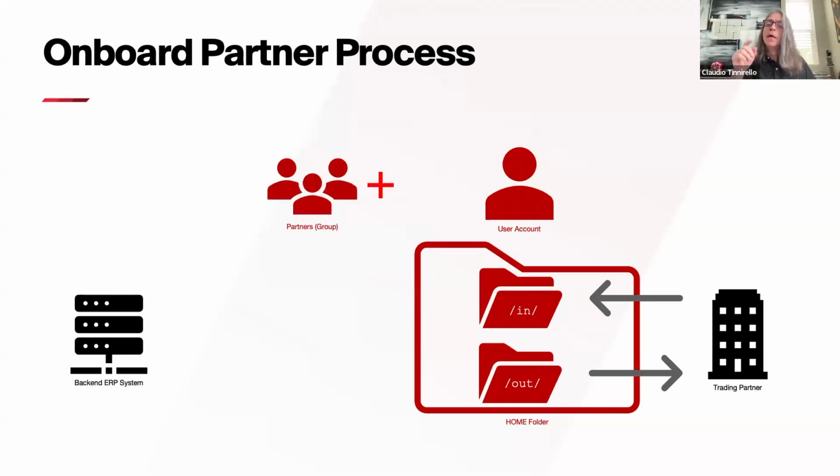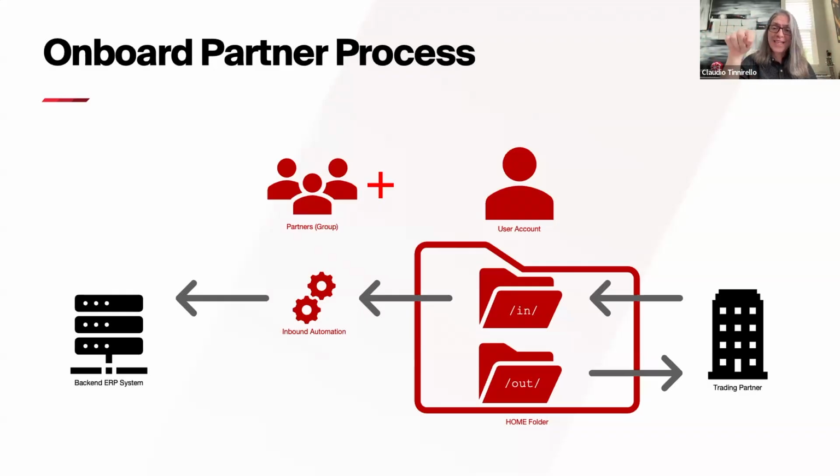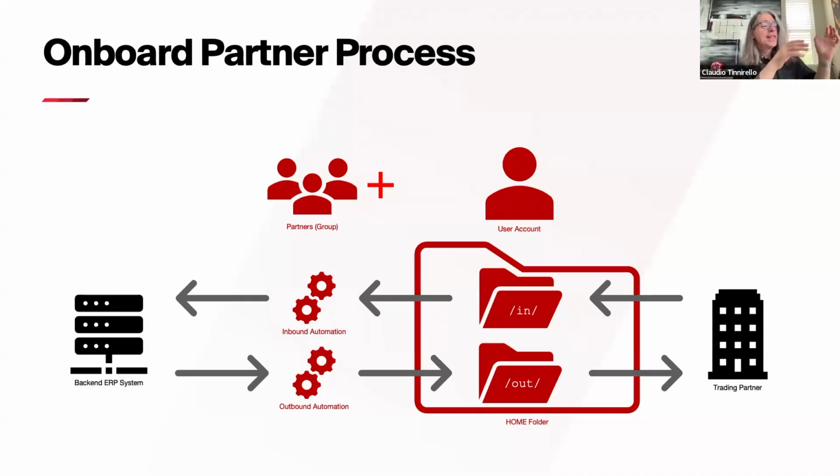All right. As another piece of housekeeping, all of my partners are grouped into a group called partners. So this user account needs to be added to that partner group. I want to create an automation within files.com so that any files that are dropped or deposited in the in folder are automatically picked up and routed to my backend system. And I want to create a corresponding outbound automation that will pick up output files from my backend system and deliver them into the out folder of my partner so that they're available for pickup.